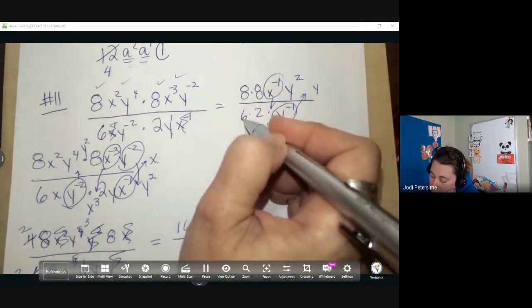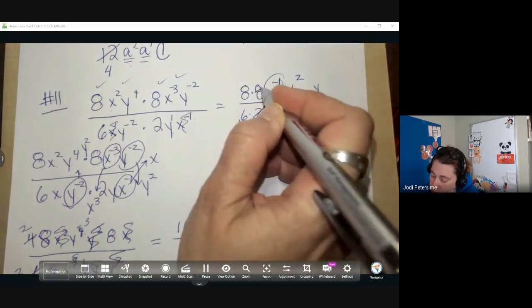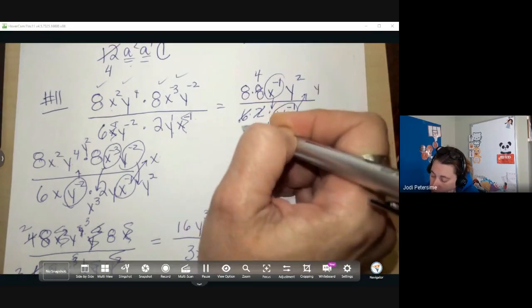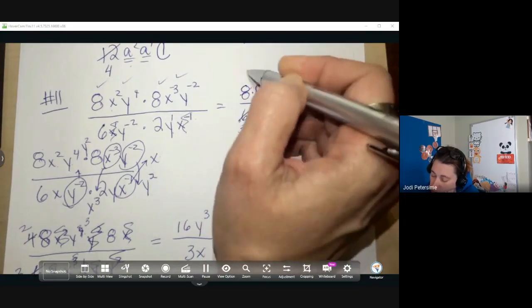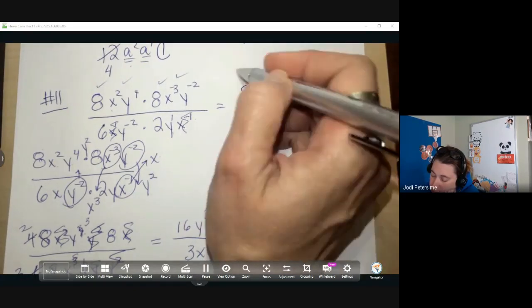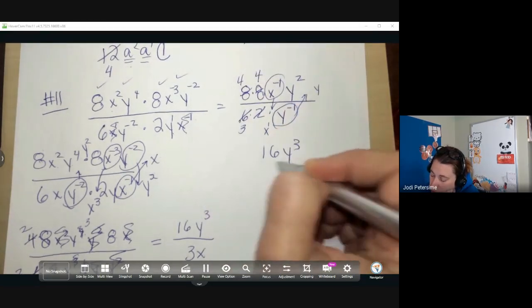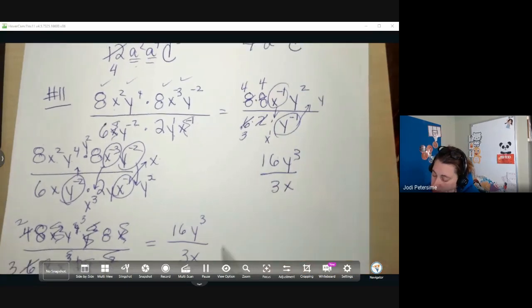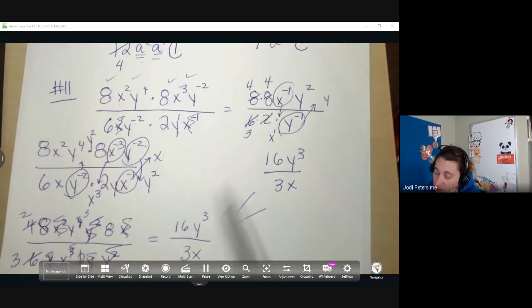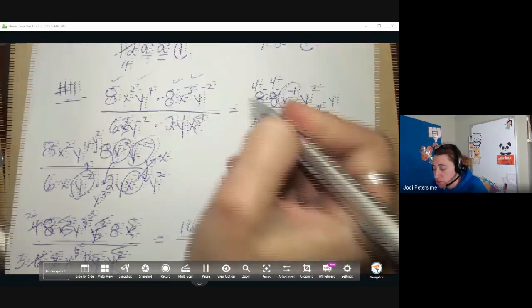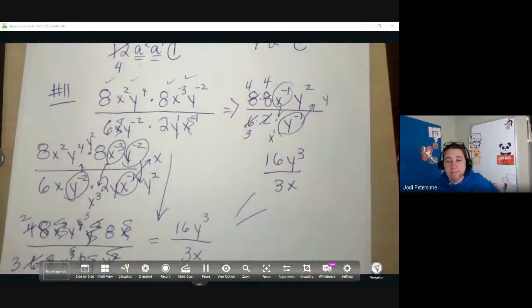And then I could cancel here. 2 goes into 8 4 times. 2 goes into 6, 3. 2 goes into 8, 4. So I end up with 16y cubed over 3x. Same thing. It looks a little bit neater going this direction rather than that direction. Doesn't really matter, however you want to go about it. Questions on number 11? Anybody?